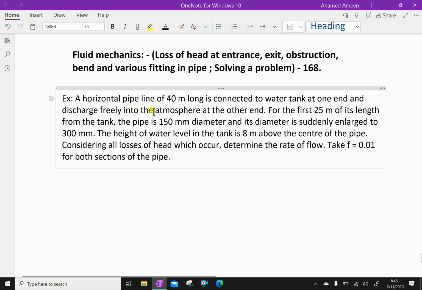A horizontal pipeline of 40 meter long is connected to a water tank at one end and discharges freely into the atmosphere at the other end. For the first 25 meter of its length from the tank, the pipe is 150 mm diameter and its diameter is suddenly enlarged to 300 mm. The height of water level in the tank is 8 meters above the center of the pipe. Considering all losses of head which occur, determine the rate of flow. Take f equal to 0.01 for both sections of the pipe.